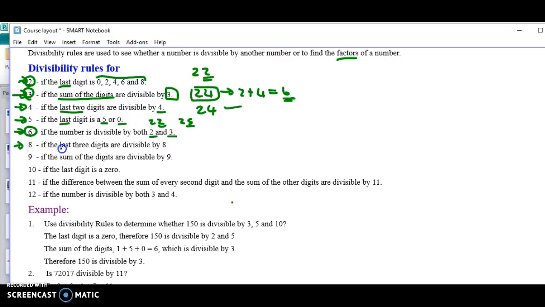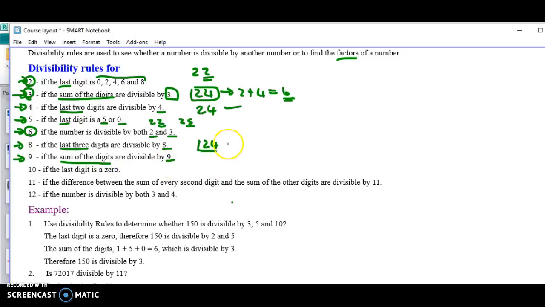8, the last 3 digits must be divisible by 8. So if we look at the last 3 digits, I'll say 124, well, then we need to ask, are these last 3 digits divisible by 8? We know that we need to look at the last 3 digits, and that will determine if it's divisible by 8. 9, the sum of the digits must be divisible by 9.